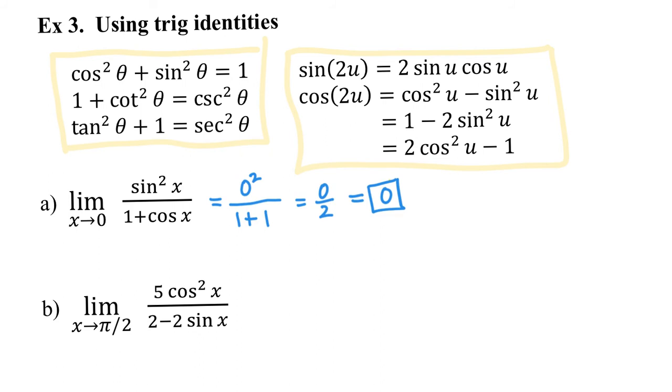If I were to plug in pi over 2 in direct substitution, the cosine of pi over 2 is 0 squared 0 times 5, 0. Okay, the sine of pi over 2 is 1. So 2 minus 2 times 1 is 0. So this one is going to be indeterminate. So I'm going to have to work with this.